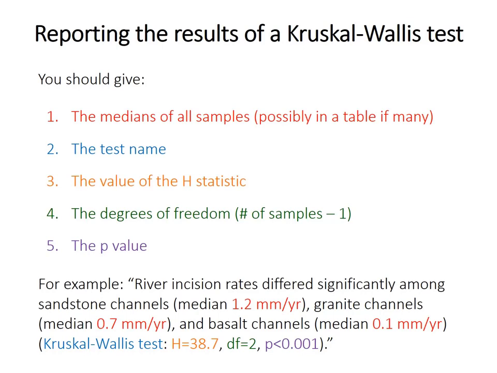So here's what you should report when you are describing the results of a Kruskal-Wallis test. You should list the medians or give them in a table if there's lots. Even though the method doesn't test for differences in median, it is the best measure of central tendency for non-normal data. As always, you should report the test name, the test statistic H in this case, the degrees of freedom, and the p-value. And so make sure to use the correct phrasing about significantly different versus not significantly different. An example of how you might report a Kruskal-Wallis result is given at the bottom here.